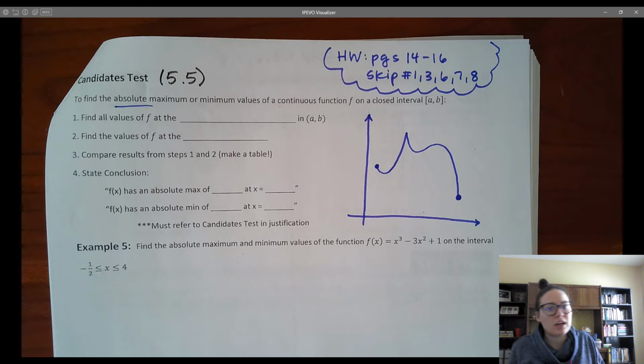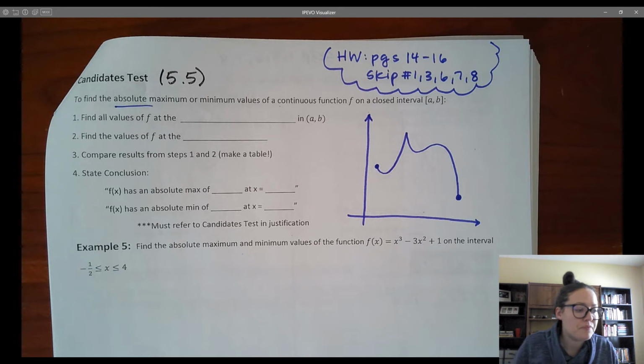Yesterday, we talked about how to find relative maximums and minimums. And that has to do with when the derivative changes sign, right? If the derivative changes from positive to negative, we're going to have a maximum. If it changes from negative to positive, we're going to have a minimum.